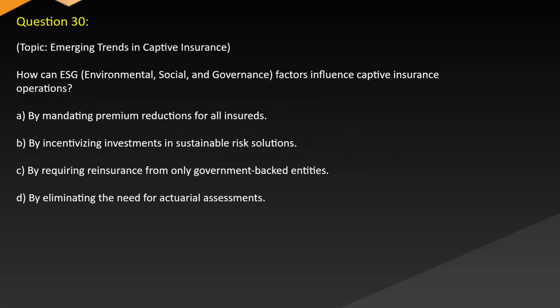Question 30. Topic: Emerging trends in captive insurance. How can ESG, environmental, social, and governance factors influence captive insurance operations? A. By mandating premium reductions for all insureds. B. By incentivizing investments in sustainable risk solutions. C. By requiring reinsurance from only government-backed entities. D. By eliminating the need for actuarial assessments.